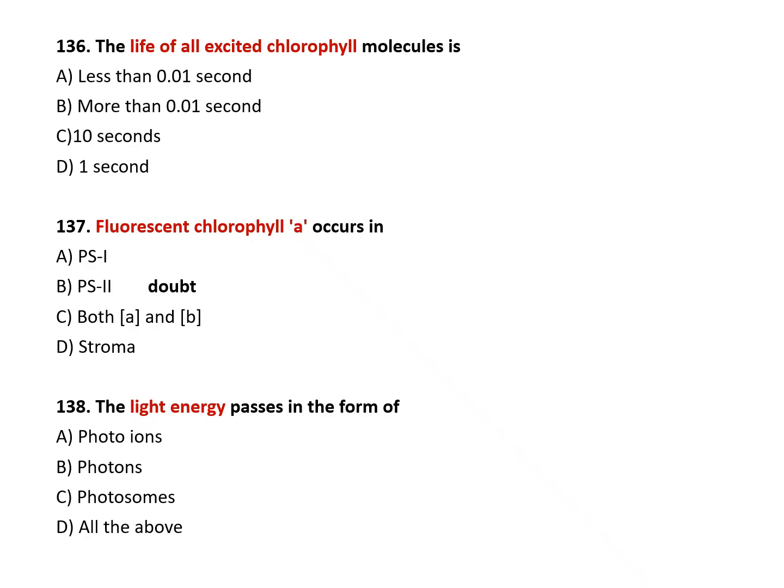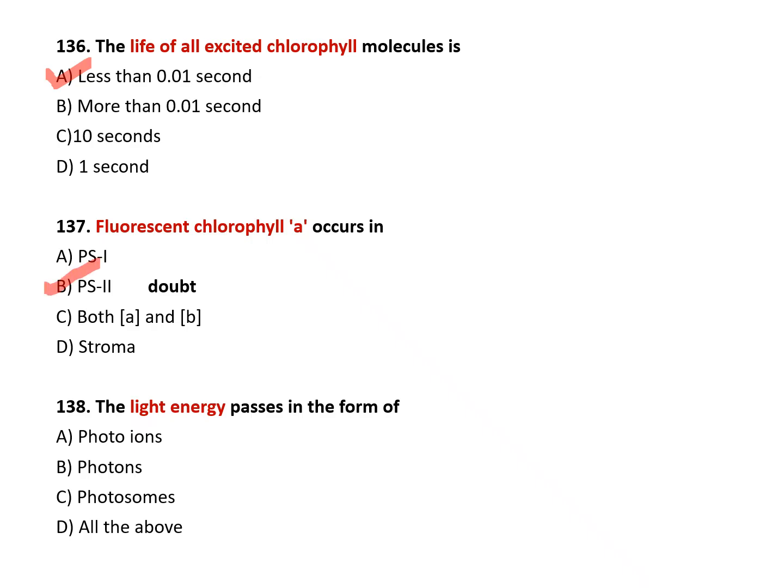The next question, number 136. The life cycle of an excited chlorophyll molecule is option A, less than 0.01 second; option B, more than 0.01 second; option C, 10 seconds; option D, 1 second. The correct answer is option A, less than 0.01 second. The next question, number 137. Fluorescent chlorophyll A occurs in option A, PS1; option B, PS2; option C, both; option D, stroma. The correct answer is option B, PS2.